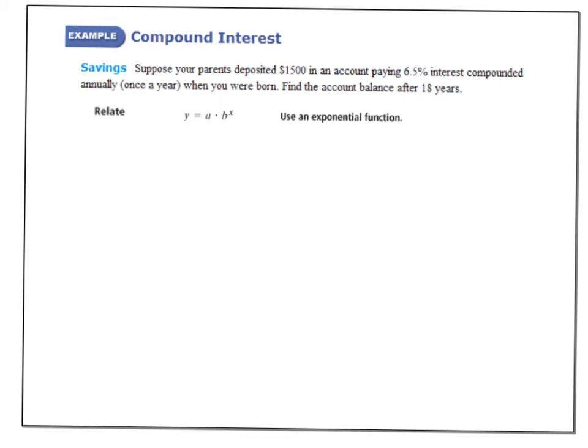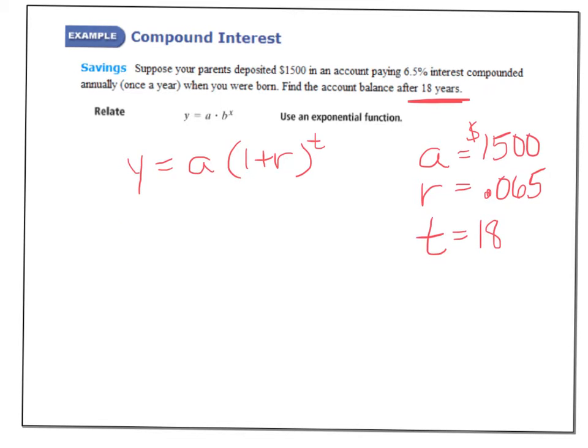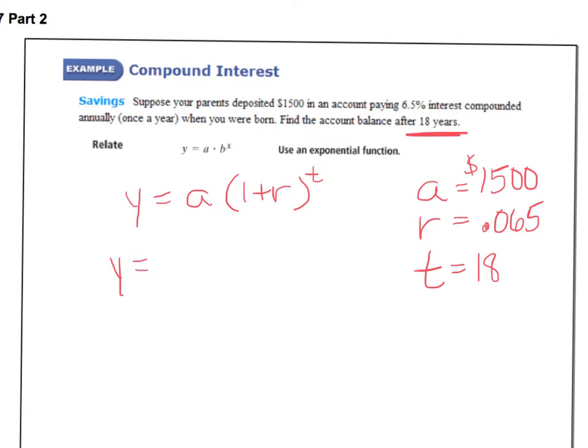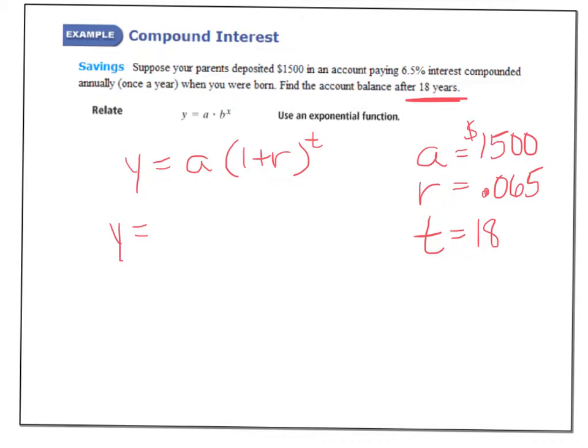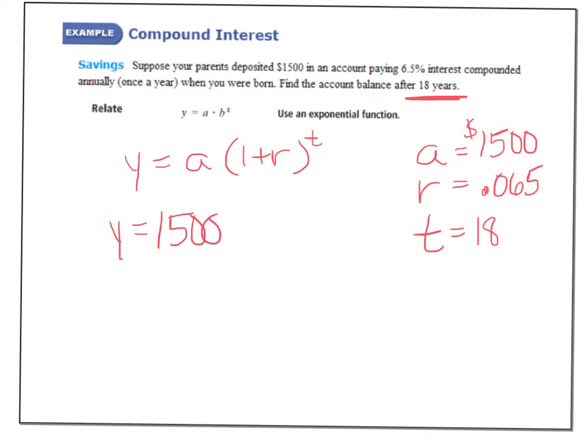So now that you picked out the important information from the problem, you simply just substitute it into this interest equation, which is really just an exponential growth model. So my a will be replaced with 1,500. The 1 will always be there. It really represents 100%.